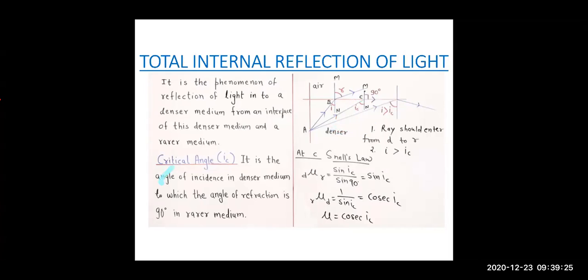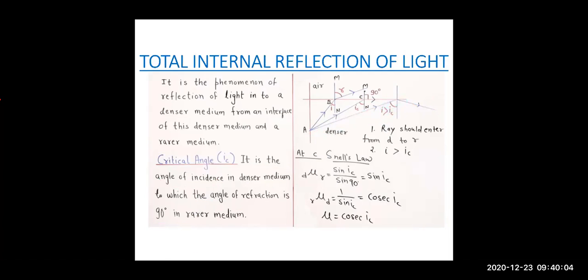Now children, if we further increase the angle of incidence, means we increase it beyond the critical angle, then what will happen? If the angle of incidence is greater than the critical angle, then the ray will be reflected back into the same medium, and this happening is called total internal reflection of light. Right children? So what is critical angle? It is the angle of incidence in the denser medium for which the angle of refraction is 90 degrees in the rarer medium, right?